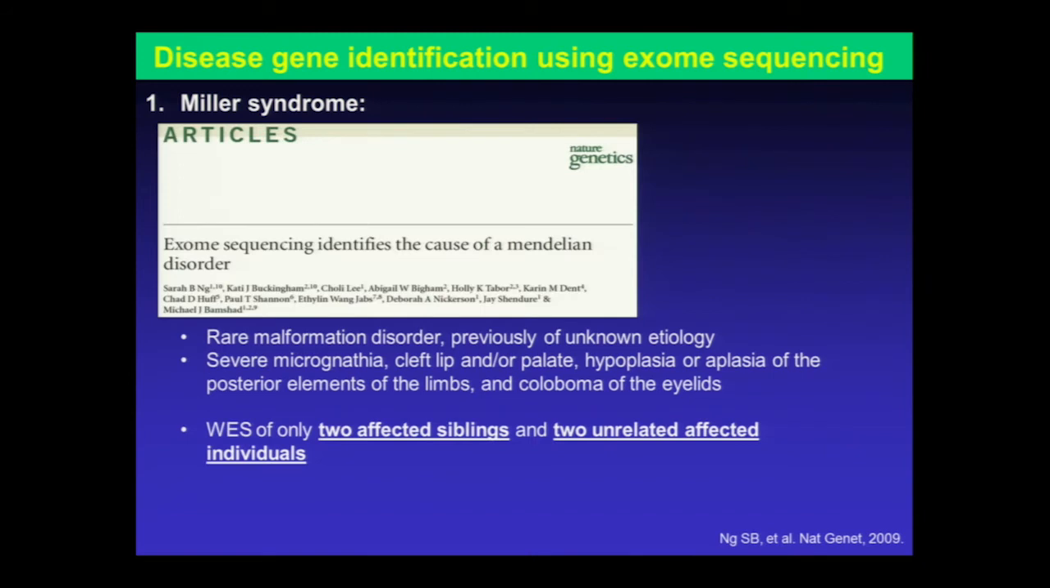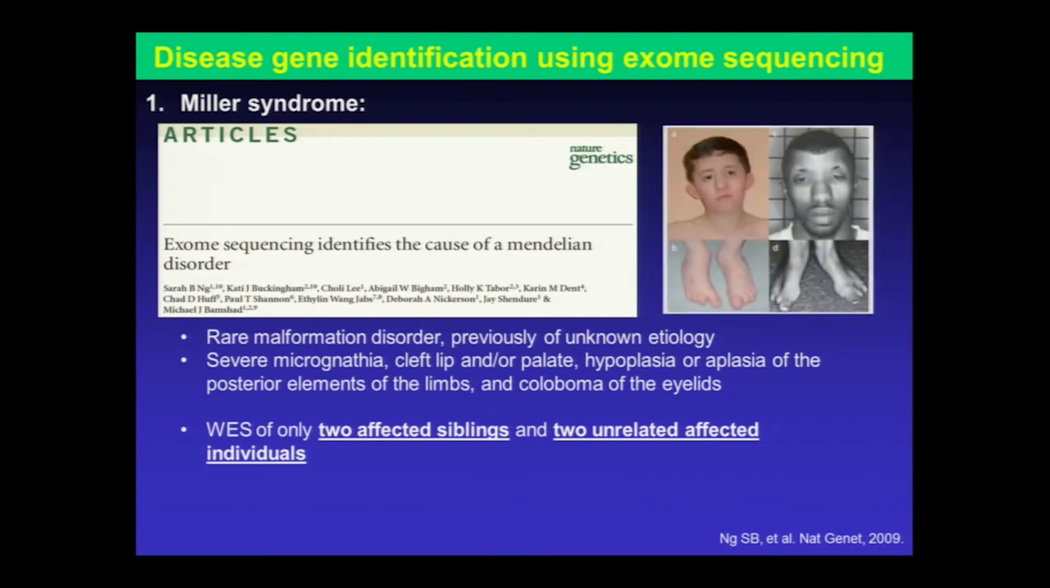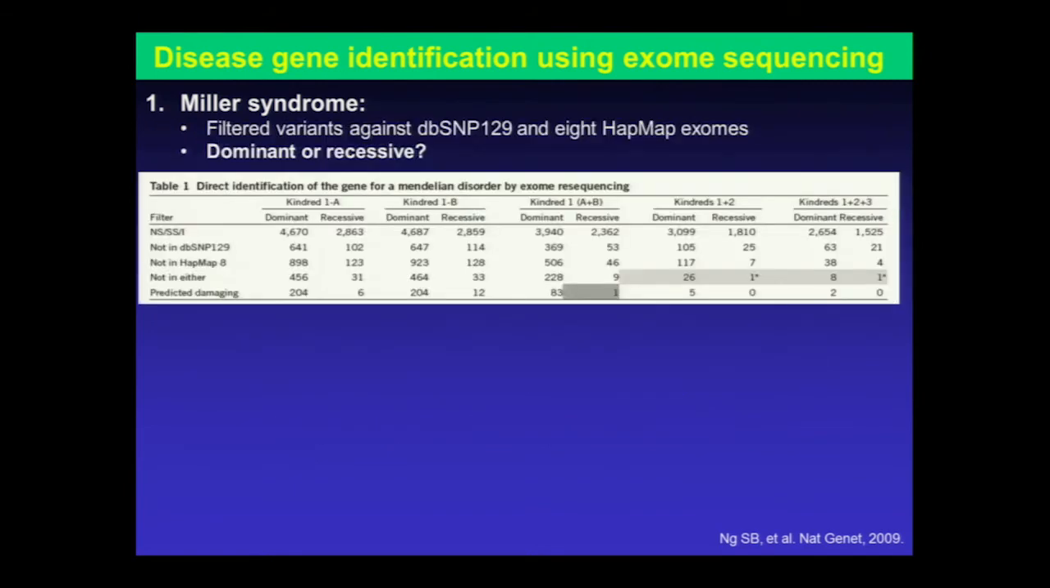It is looking at a disease called Miller syndrome. It's a rare malformation disorder with a variety of congenital abnormalities. They only studied two affected sibs and two other unrelated people that had the same clinical manifestations. So it has a typical facial appearance that looks like this, with other characteristic deformities. And even just sequencing these four affected individuals from the different families they had, filtering their variants for those that were damaging, so non-synonymous, splice site, or stop codon, I think.